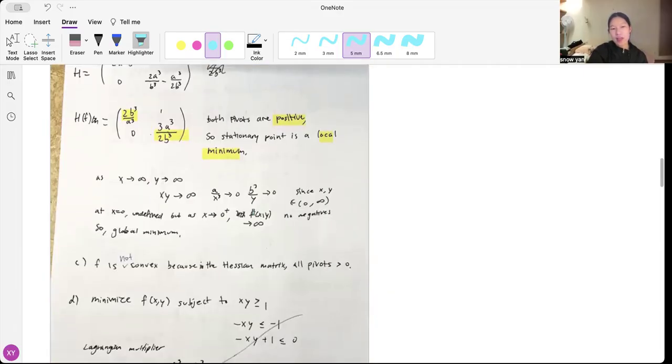And then to show whether or not it's global, we just check the function properties. As x goes to infinity or y goes to infinity, xy goes to infinity, and the other two terms go to 0, so it doesn't matter. And at x equals 0, it's undefined, but as x approaches 0 from the right hand side, we know that this thing goes to infinity. So there are no negatives and there's no asymptote either. So we have a global minimum.